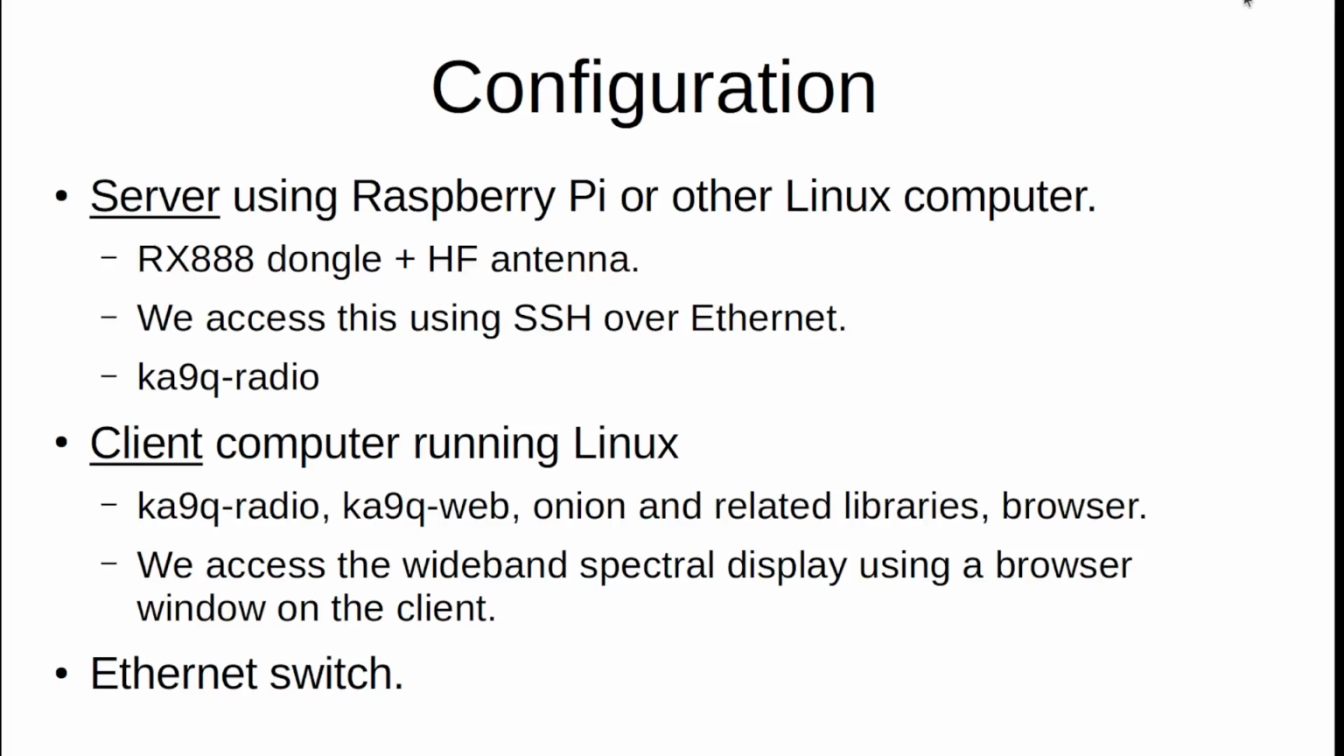The client configuration is a little bit different in this package. We'll be running a client computer with Linux, and on that client computer we'll have ka9q radio, a new package, ka9q web, written by Franco Venturi, and some support packages for a web server, Onion, and some related libraries. And then we'll be running a browser on the Linux computer to visualize the wideband spectral display. And again, we'll have an Ethernet switch in between these two computers.